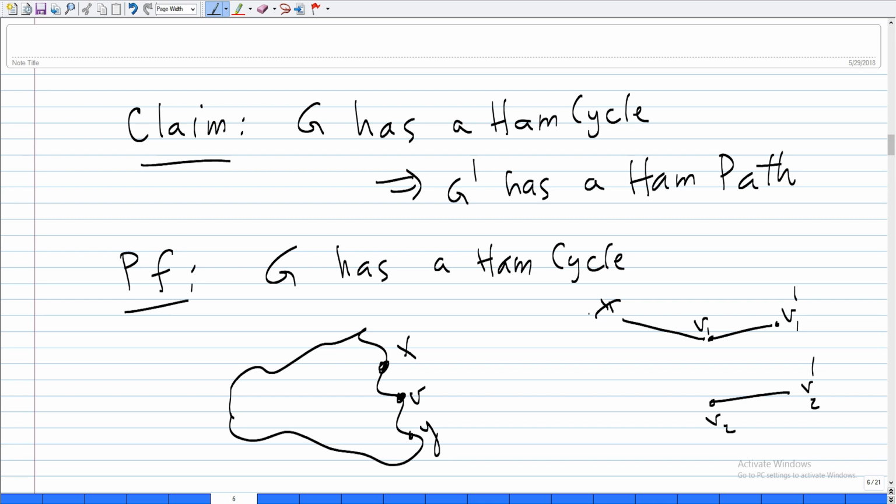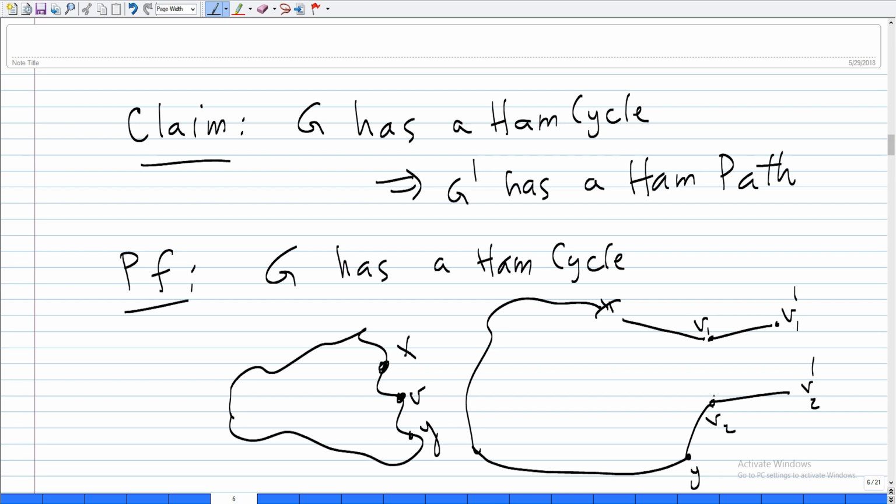I have no problem. So from X, I will traverse the rest of this cycle, come up to Y, then go to V2. That's my Hamiltonian path. It's a path. It visits every vertex exactly once because this was a Hamiltonian cycle. It visited everything exactly once. So I've got a Hamiltonian path here. If G has a Hamiltonian cycle, G prime has a Hamiltonian path. I just spliced my vertex V and made two copies of it, so I can take my Hamiltonian cycle and convert it into a Hamiltonian path.